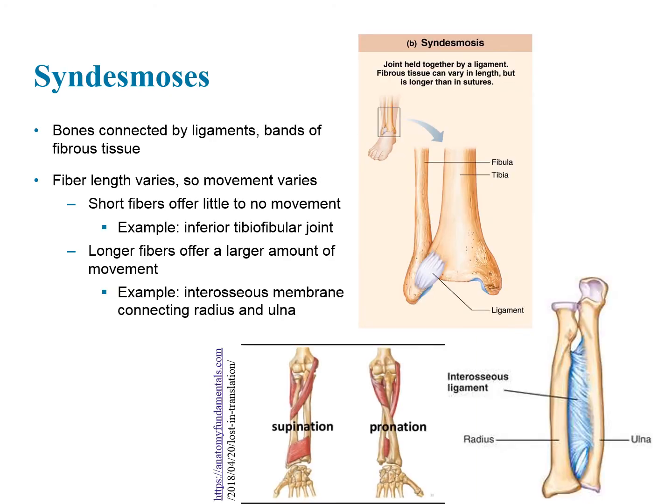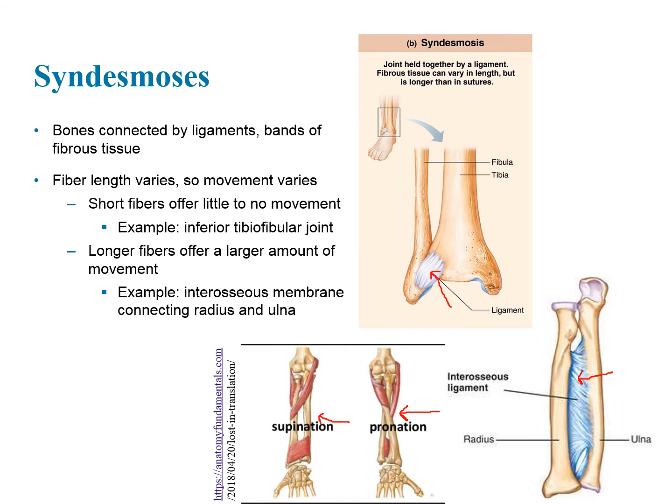A second type of fibrous joint that is also synarthrotic is called a syndesmosis. Here, bones are connected by ligaments, like this one and this one. The length of the collagen fibers in the ligament determines how much the bones will move. The longer the fibers, the greater the movement. For example, the interosseous ligament that joins the radius and the ulna holds the bones together when we have our palms facing forward or backwards.